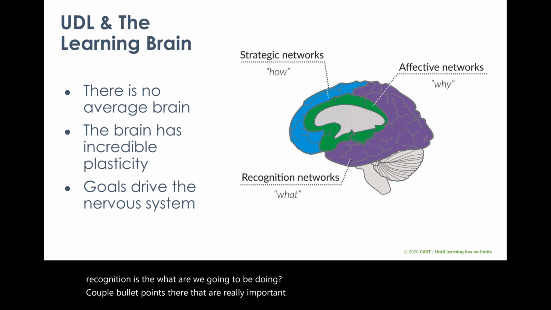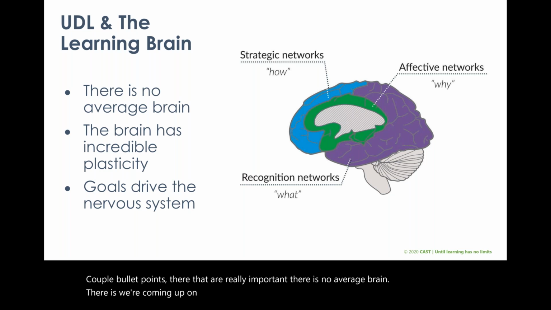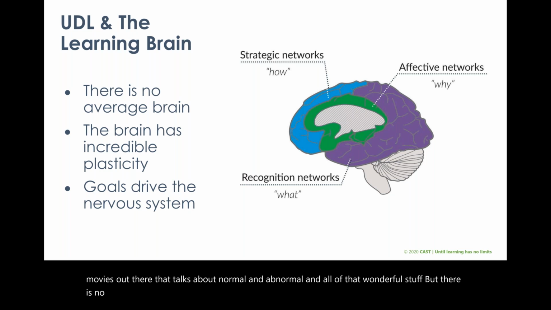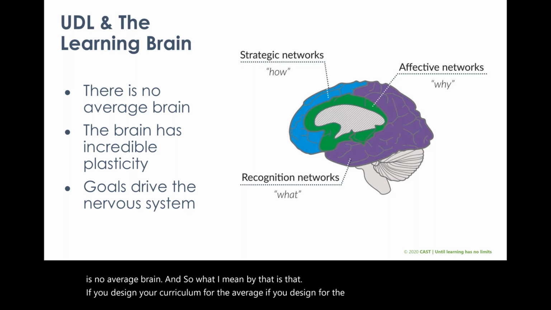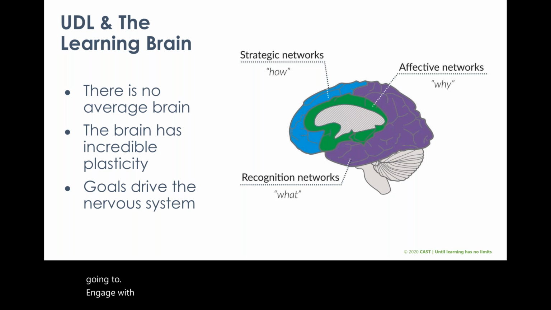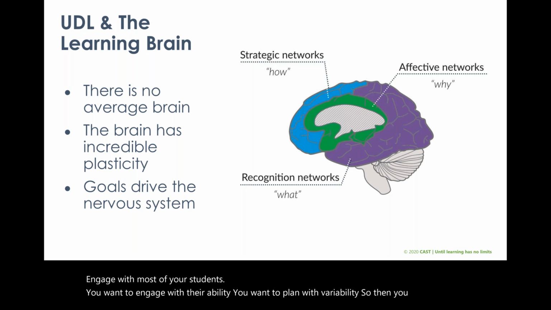A couple bullet points there that are really important. There is no average brain. We're in October, and there's tons of fun little Halloween movies out there that talk about normal and abnormal and all of that wonderful stuff, but there is no average brain. What I mean by that is that if you design your curriculum for the average, if you design for the middle ground, you're not going to engage with most of your students. You want to engage with variability. You want to plan with variability. So then you engage and hit more of your targets.